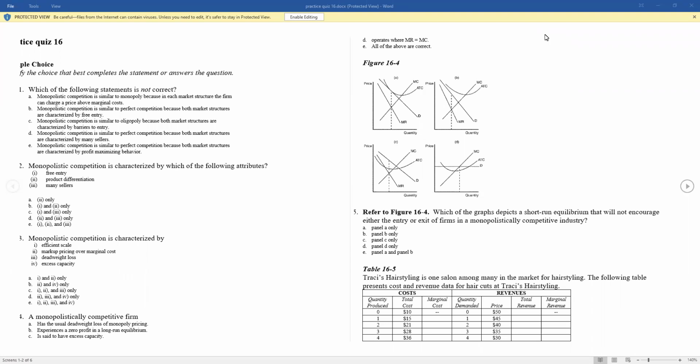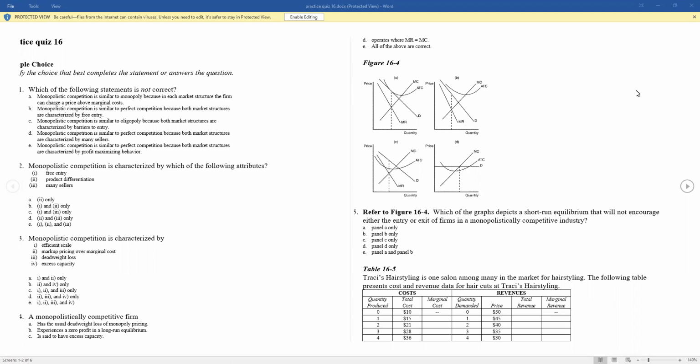All right. Number two, monopolistic competition is characterized by which of the following attributes? Free entry. Yes, we've looked at that in question number one. Product differentiation. Yes, think Burger King, Wendy's. They all try to make their product a little different. And many sellers. All right. So that's going to be E, 1, 2, and 3. All right, notice already there's two questions about characteristics.